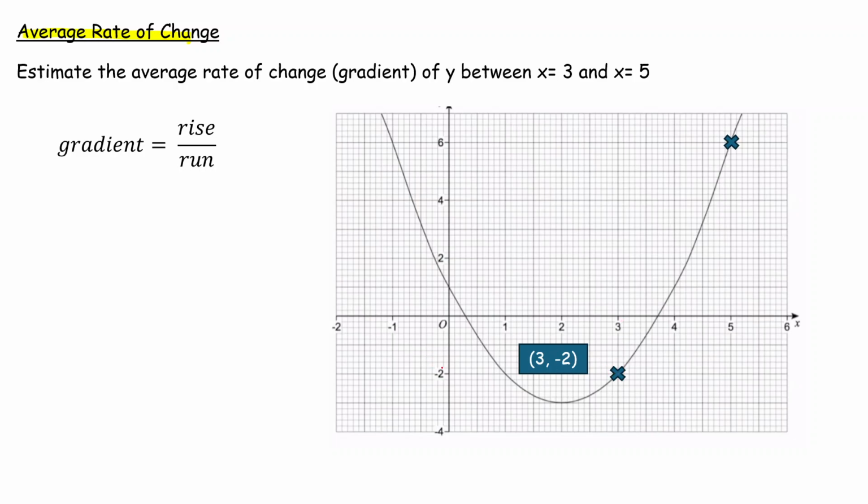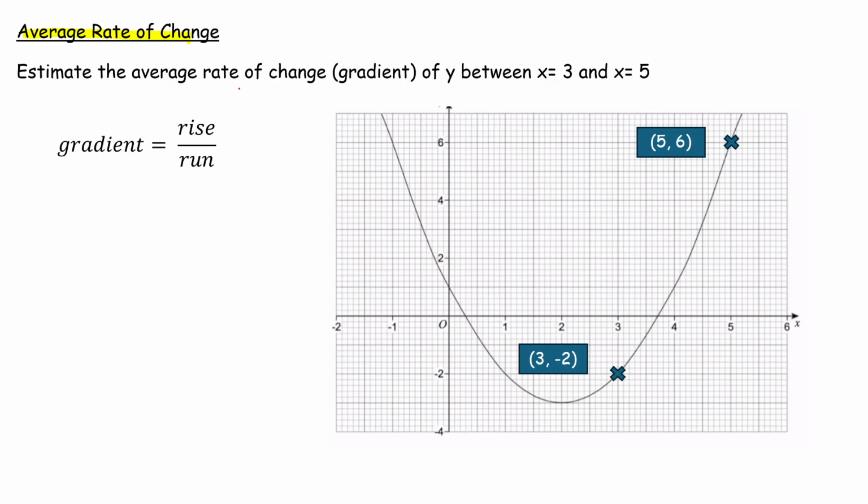if I read across, I get my value of minus 2 for y. And similarly, when x is equal to 5, and I read across for y, I will see I get a value of y of 6. Okay, so I've plotted my 2 points, 3 and 5, which then give me my corresponding y values.